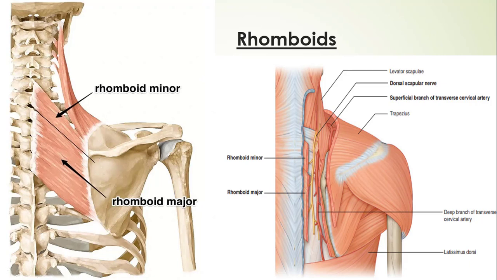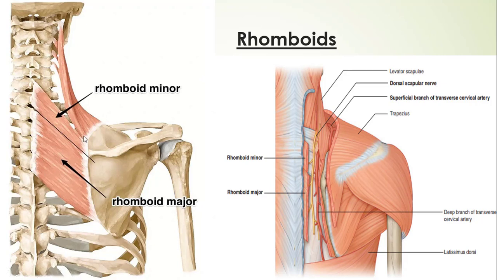Now, the origin and insertion. The rhomboid minor originates from the nuchal ligament and the spinous processes of the 7th cervical and 1st thoracic vertebrae. The rhomboid major originates from the spinous processes of thoracic 2, 3, and 4.